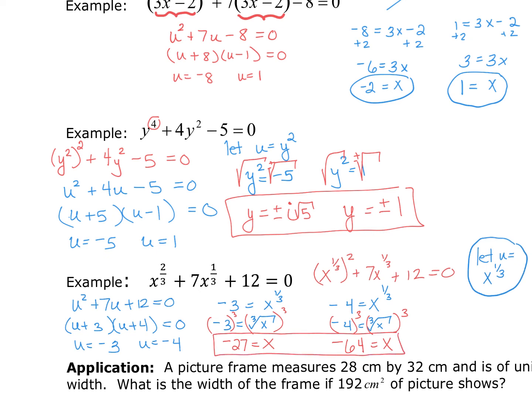I should note that in all three of these examples, once I had the quadratic, it factored, but it is possible that it does not factor, and you may need to use the quadratic formula. It does complicate some things, but it does happen.